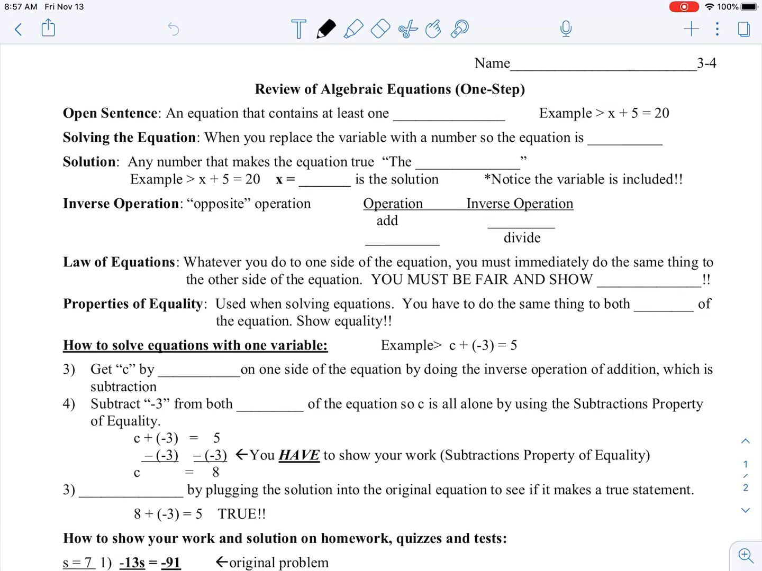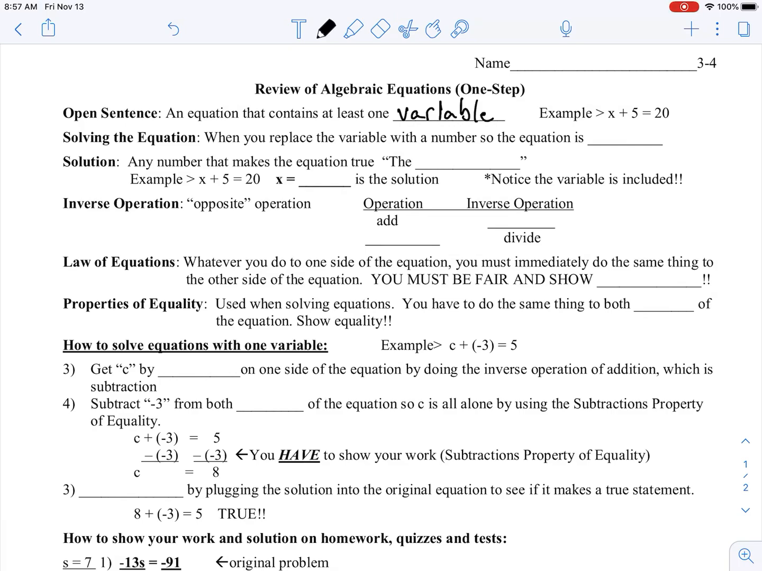So we have an open sentence. Just like we said, an equation is a mathematical sentence. An open sentence is going to be an equation that contains at least one variable. So we have an example here, x plus 5 equals 20. This is open because we do not know what x is yet that makes this true, although this one may be easy to see. There may be others that are not quite as simple.